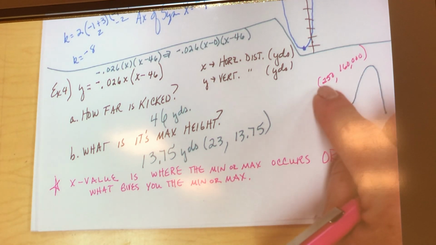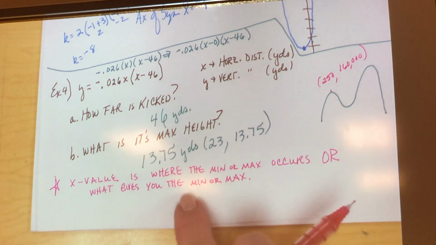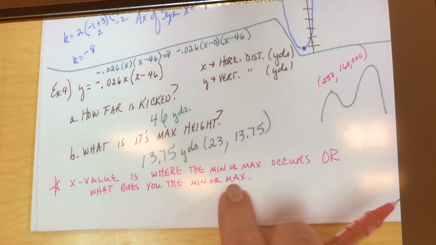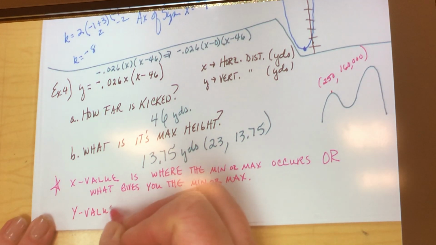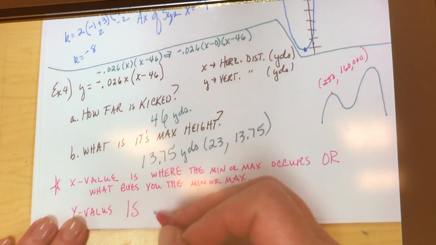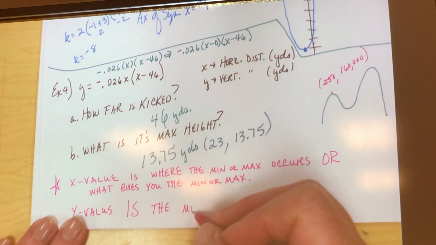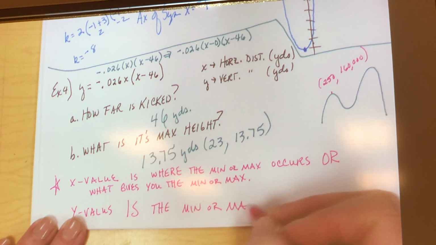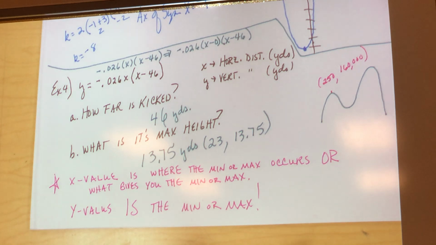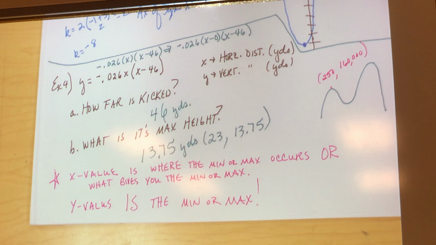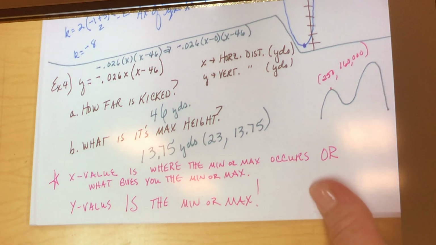So the x value gives you whatever you need to make the min or max. The y value, write this down, the y value is the min or max. Is that important? Yes, because if you put the x value right here, then you would be wrong. All right, very important. Anybody got a question?